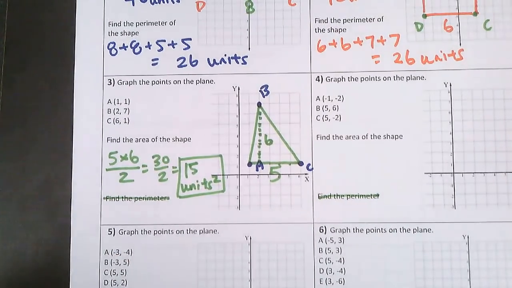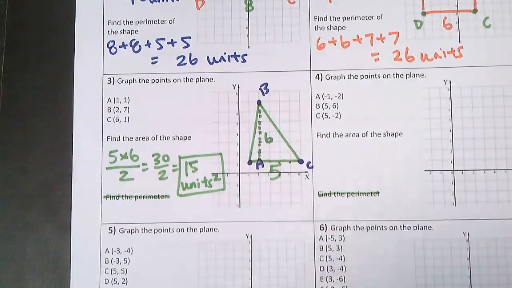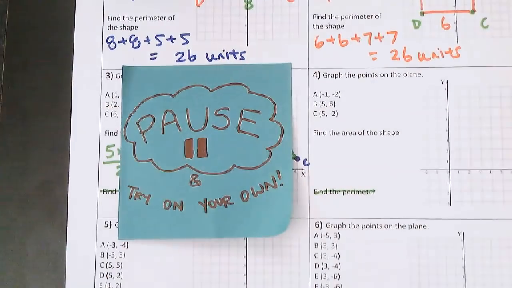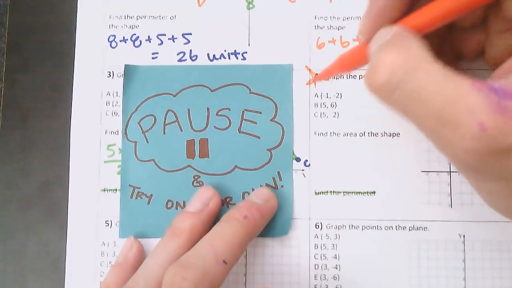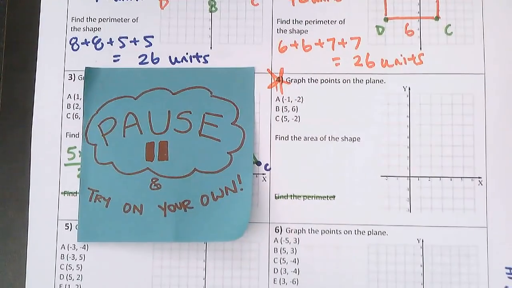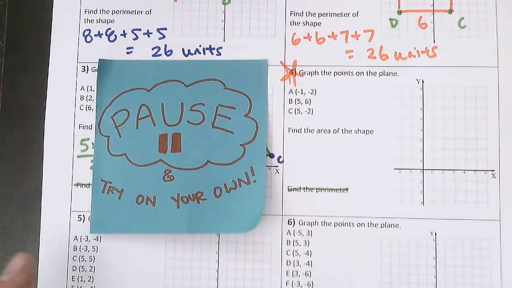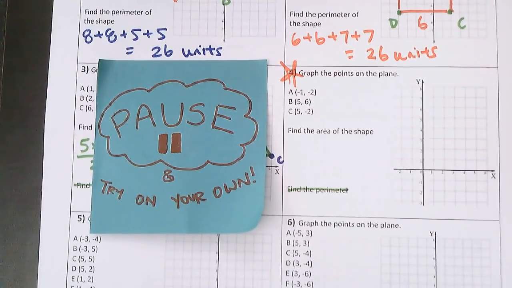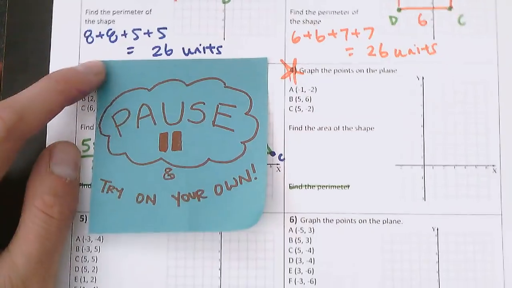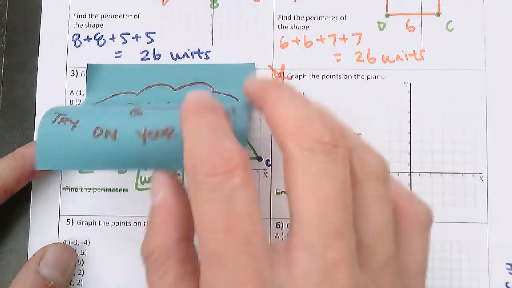Now that we've done this one as a group, you're going to do number 4. Let's pause and try number 4 on your own. You can resume the video when you're ready to check your work. So let's pause and try. Now you're resuming the video to check your work.